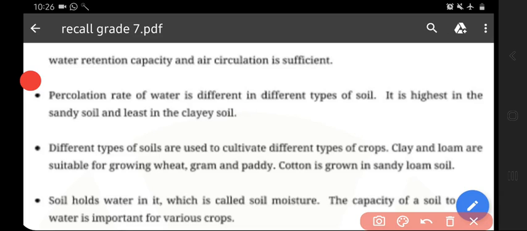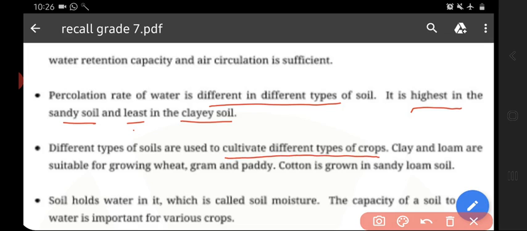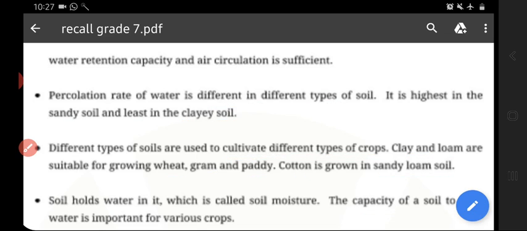Next, it is percolation rate. The percolation rate of water is different in different types of soil. It is highest in sandy soil, and it is least in clay soil. Different types of soils are used to cultivate different types of crops. Clay and loam are suitable for growing wheat, gram, and paddy. Cotton is grown well in sandy loam soil.